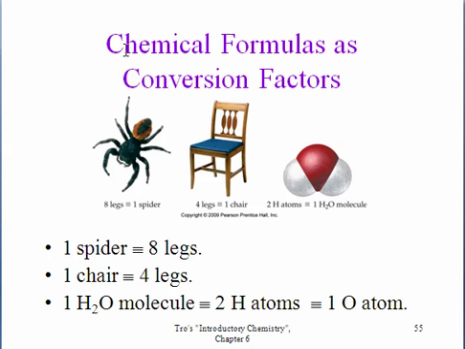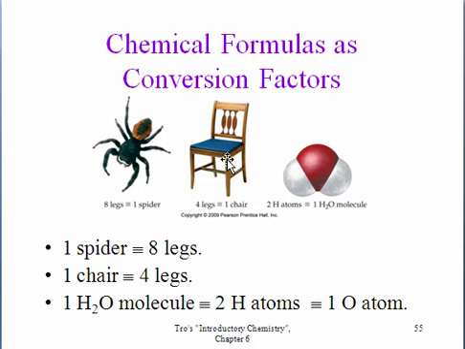Now we're going to take a look at chemical formulas as conversion factors in and of themselves. And let's look at what we mean by this. For example, if we're talking about a spider, it will have 8 legs. So if we have 8 legs, we have 1 spider. If we have 2 spiders, we have 16 legs.